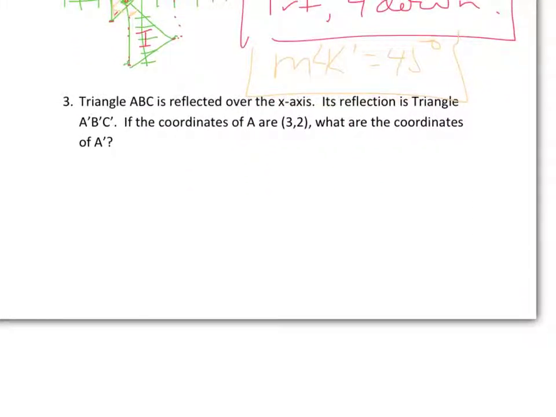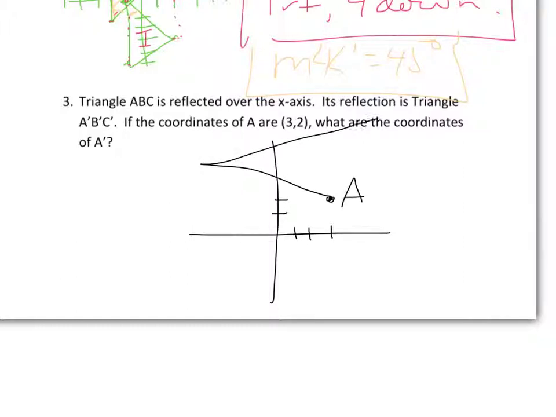Last part. This is probably the easiest one. So triangle ABC is reflected over the x-axis. Its reflection is triangle A prime B prime C prime. If the coordinates of A are 3, 2, what are the coordinates of A prime? Okay. So I've got coordinates of A are 3, 2: 1, 2, 3, and 1, 2. So we know that's A. And we know that this triangle is reflected over the x-axis. We don't exactly know what the triangle is. It could look like anything, right? Doesn't really matter. We've got B and C there somewhere.